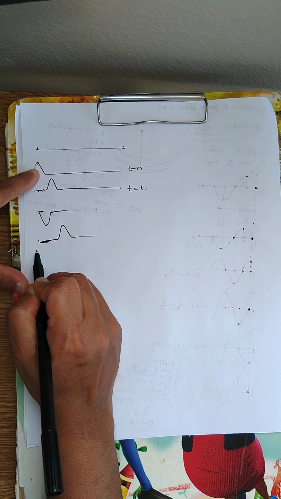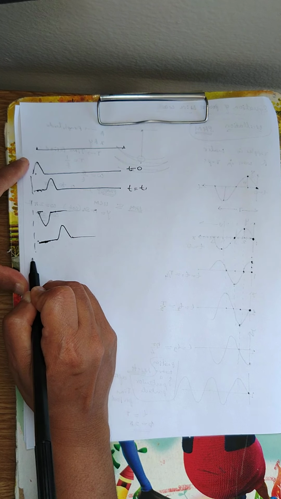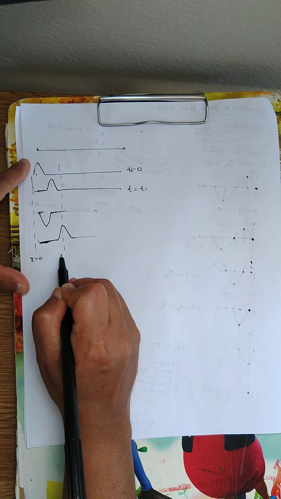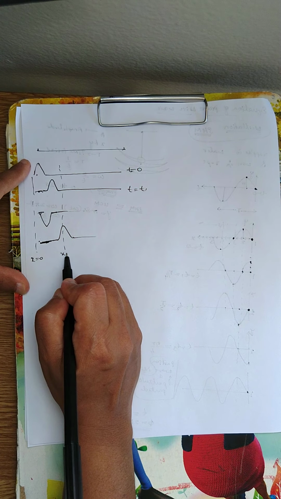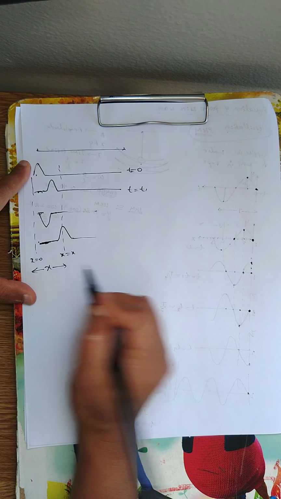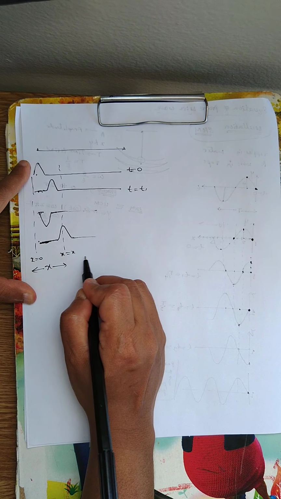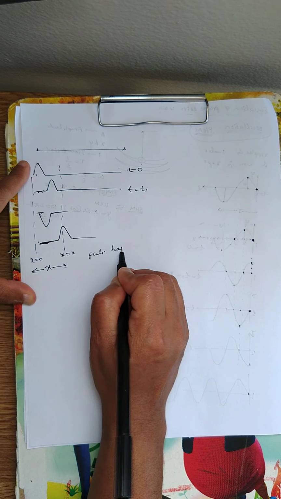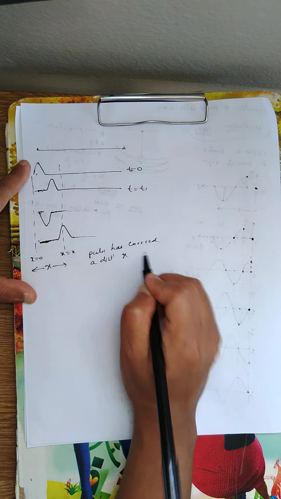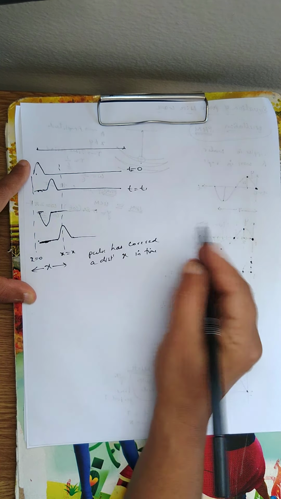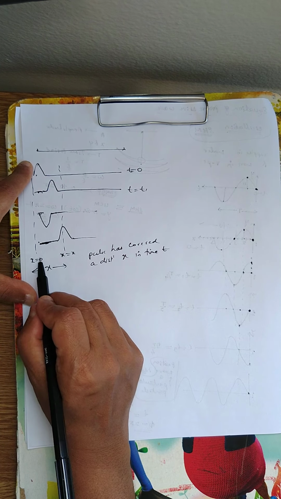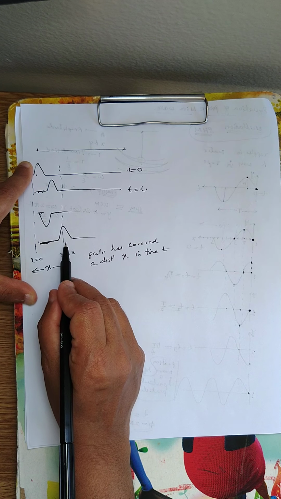So if you take this, okay, the wave pulse has traveled from this position to this position, x equal to x, maybe position equal to x. So it has covered a displacement, it has covered a distance of x. Okay, so the pulse has covered a distance x in time, suppose t.